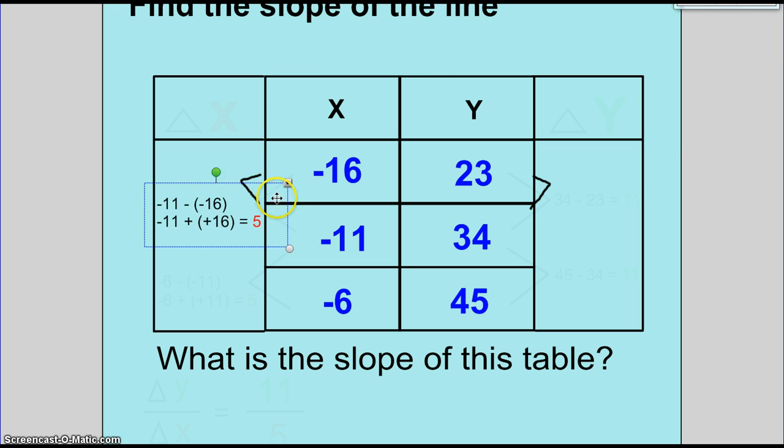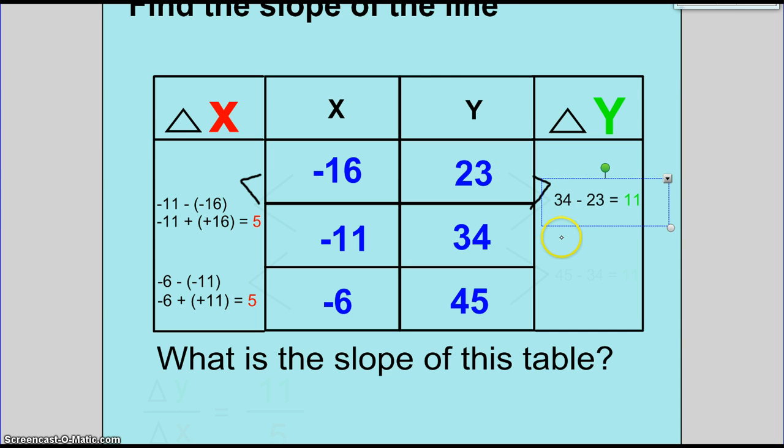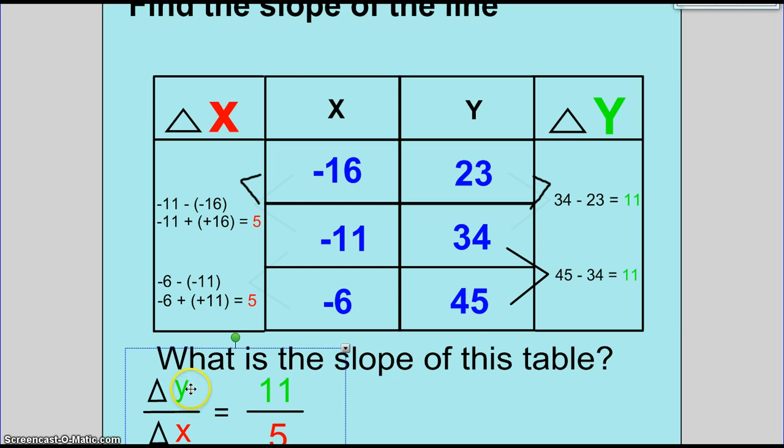The change in the horizontal direction, there were numbers here. I take -16 and -11, I subtract them, and I get +5. I do the same thing here, and I get +5. So that's my change in the x direction. My change in the y direction, I have 23 to 34, I get a +11, and from 45 to 34, I get a +11. So the slope of this table is the change in y over the change in x, so that's 11 divided by 5.